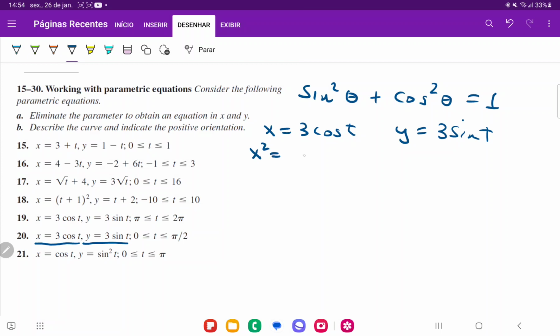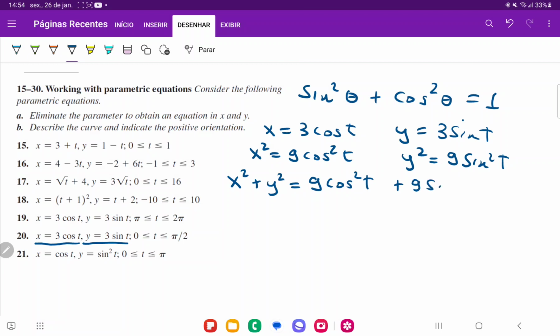So x squared is going to be equal to 9 cosine squared t, and y squared is going to be equal to 9 sine squared of t. Now we're going to add these two equations. On the left-hand side, we get x squared plus y squared, which is going to be equal to, now we add the right side, 9 cosine squared of t plus 9 sine squared of t. And now all we do here is factor out the 9 on the right-hand side. So 9 times cosine squared of t plus sine squared of t.